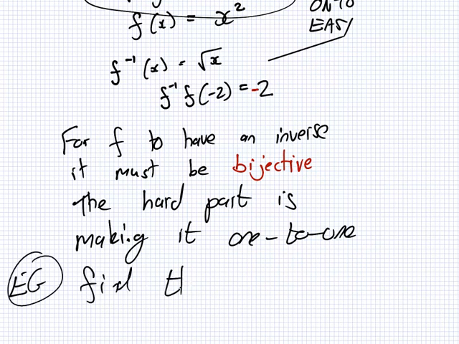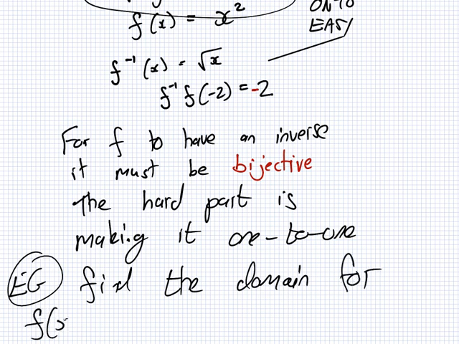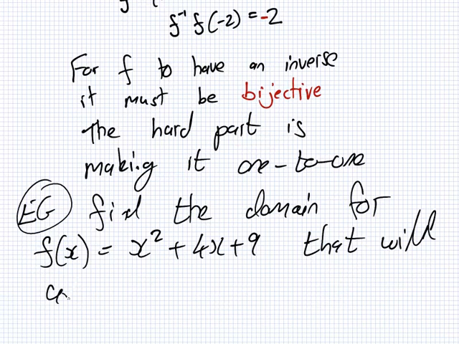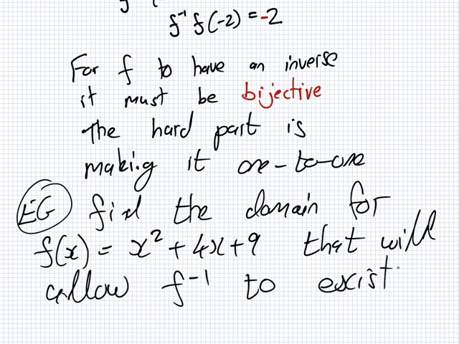Find the domain for f(x) equals x squared plus 4x plus 9 that will allow f inverse to exist. Right now this function has no inverse. Why not? Well, it's not one-to-one. So my job now is to make this one-to-one by making the domain the right size. But how might I do that? Any ideas?